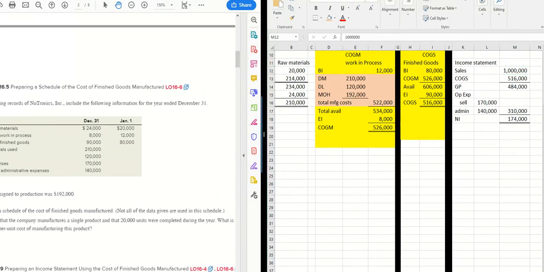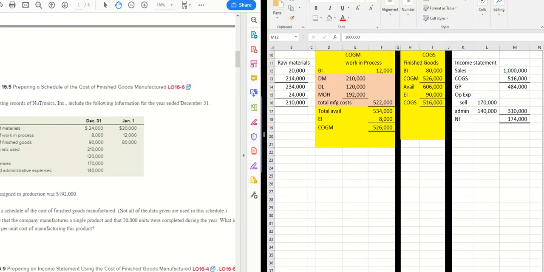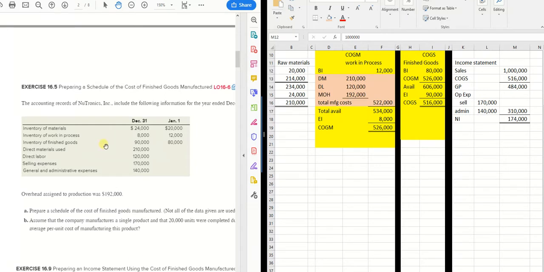Says note: not all data given is used in the schedule. Okay, that would be these two. And also my beginning inventory for raw materials.